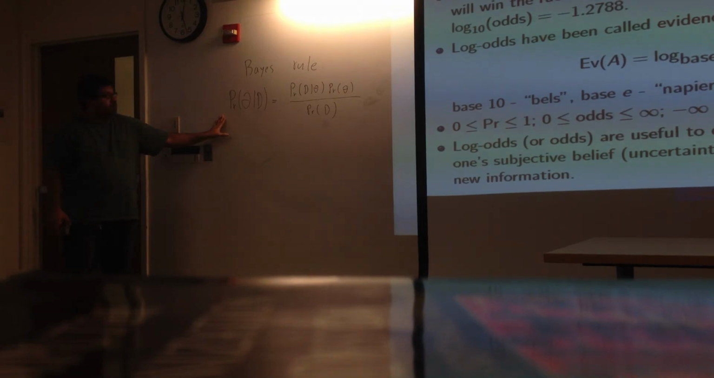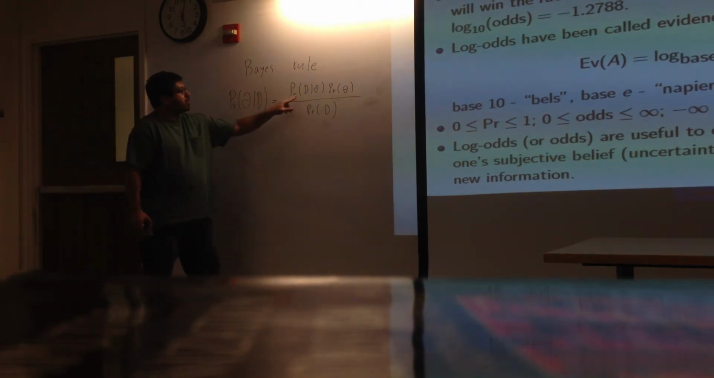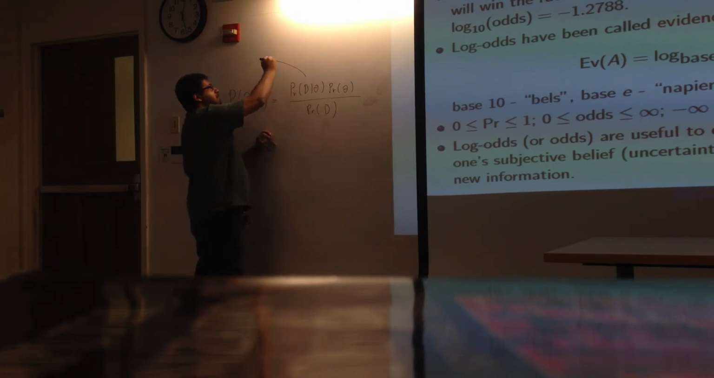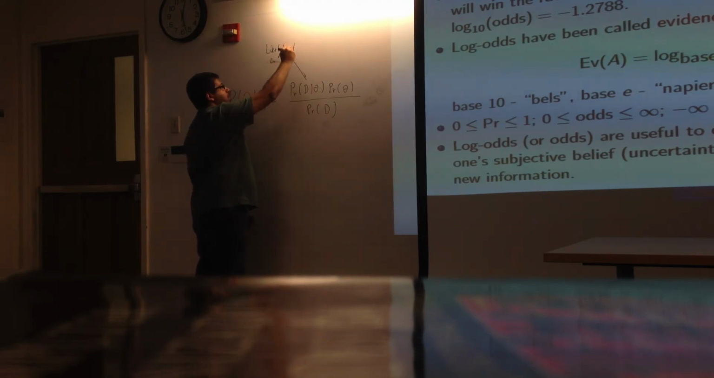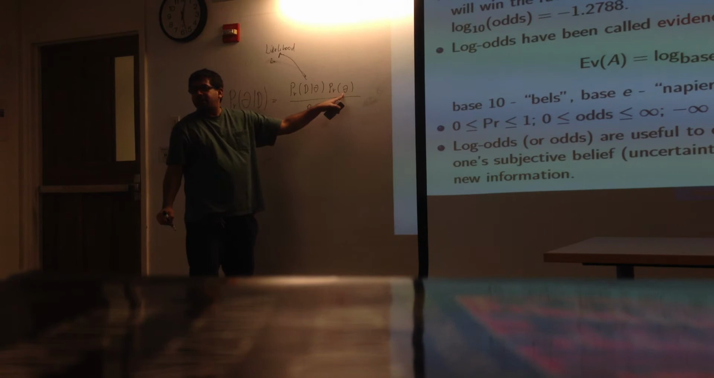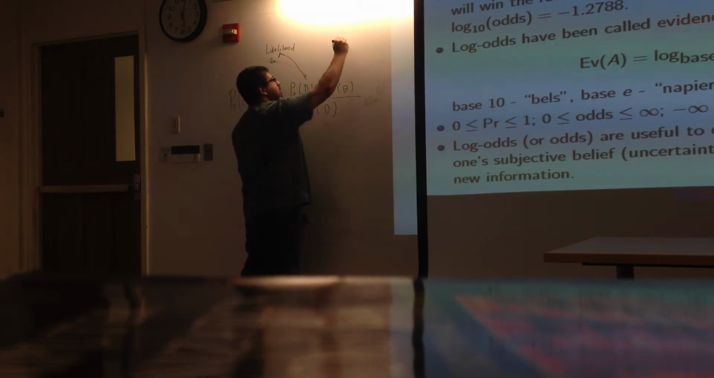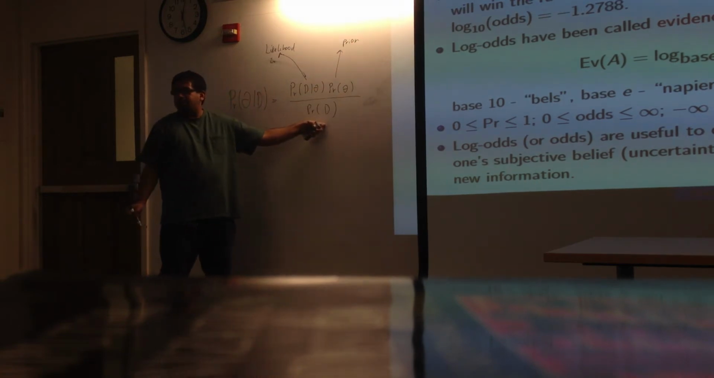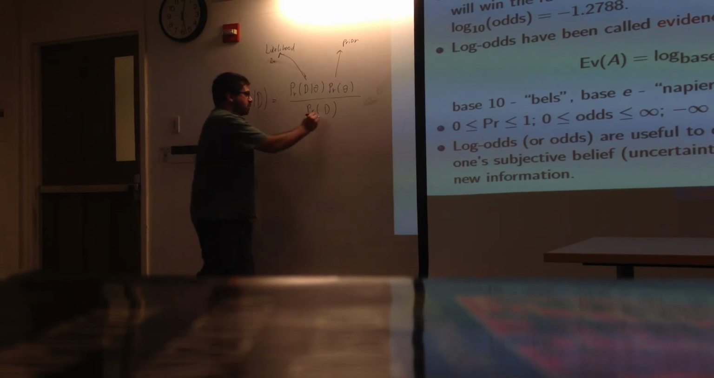Okay, so let's go through the terms in here, okay? What's the probability of d given theta? What is this called? This had a name, right? It's called the likelihood. Okay? What's the probability of theta? This also had a name. It was called the prior. Okay, what's the probability of d? This had a name too. The marginal.